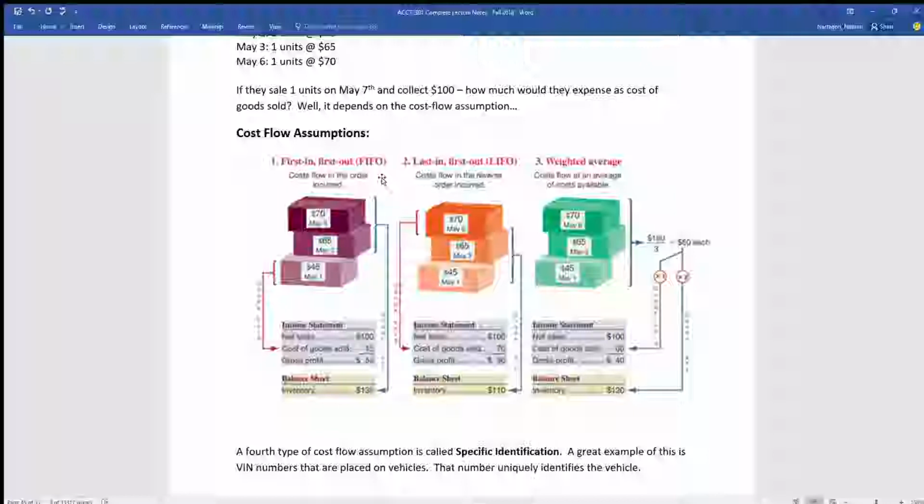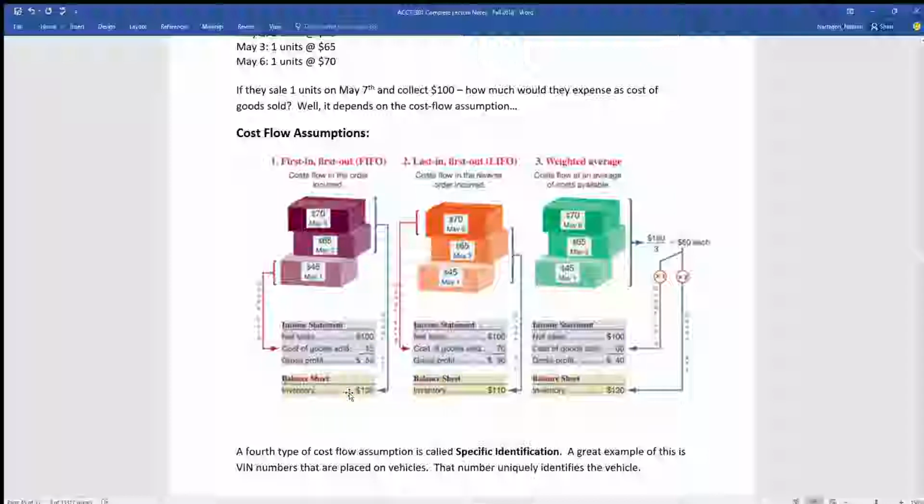So for us, when we sold that 1 t-shirt on May 7th and collected the $100, again, this is my revenue. So we have 100. Cost of goods sold is going to be the $45. It's the first one that came in, the first one that leaves, and the cost for that first one was 45 bucks. So my gross profit is $55.